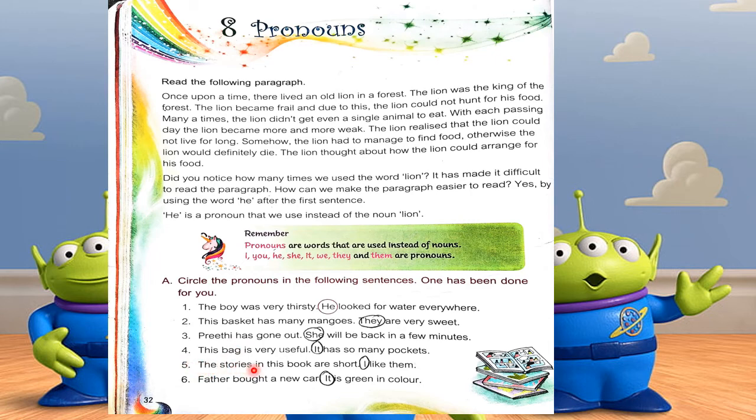Number 5. The stories in these books are short. I like them. I is a pronoun. Father bought a new car. It is green in color. So now let's check more questions in the next slide.